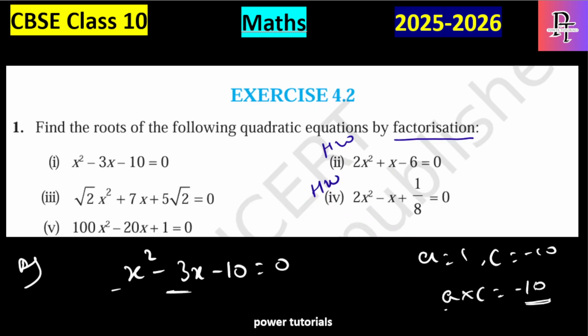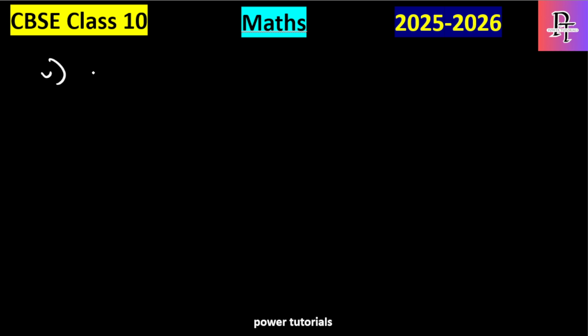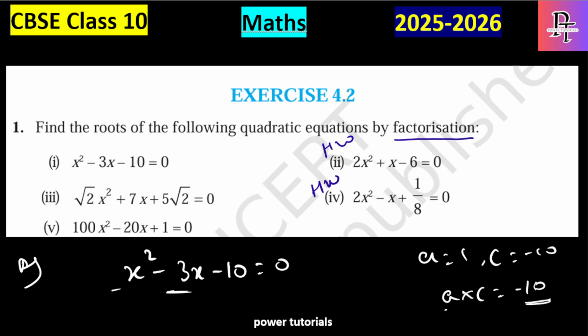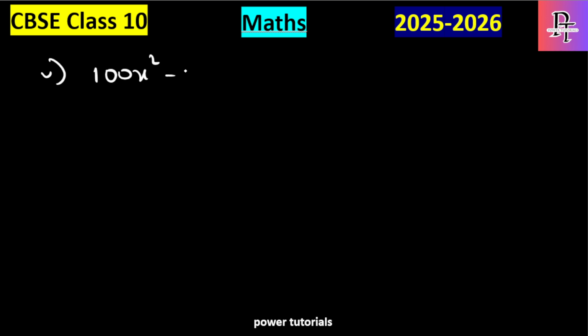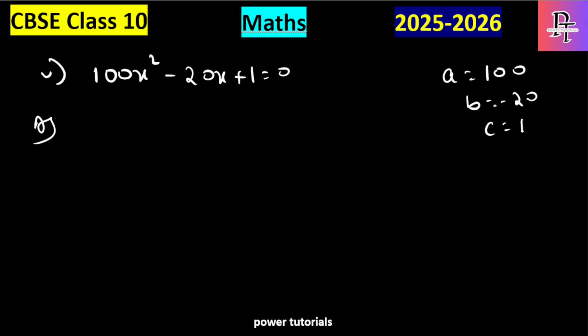Let's see the fifth question: 100x square minus 20x plus 1 is equal to 0. So let's find the values. A value is 100, B value is minus 20, and C value is 1. What is A into C? 100. So we need to get the factors of 100 now.